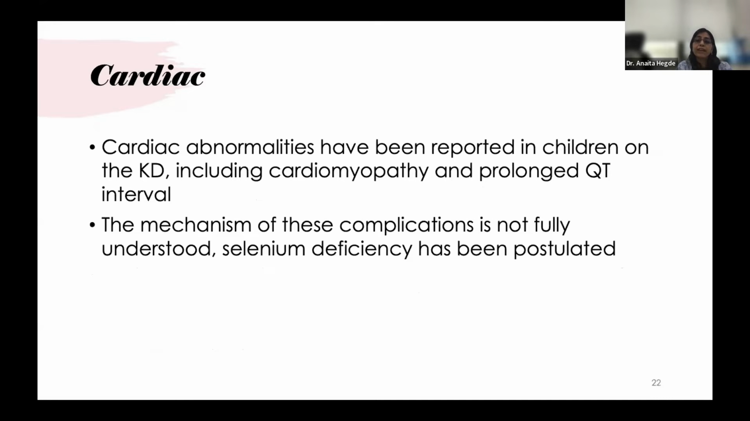Cardiac abnormalities have been reported in children on the KD, including cardiomyopathy and prolonged QT interval. The mechanism of this complication is not fully understood. Selenium deficiency has been postulated, and we can think of giving selenium as a supplement.